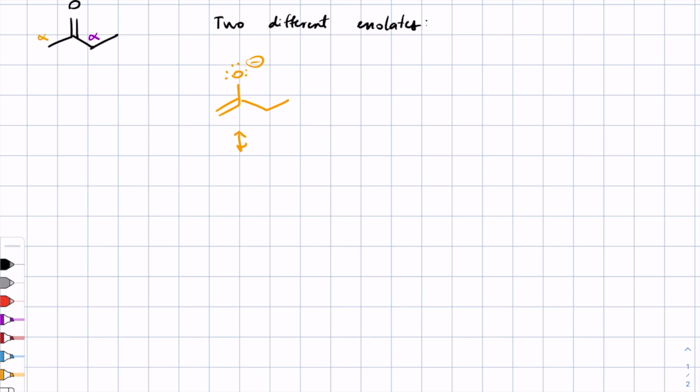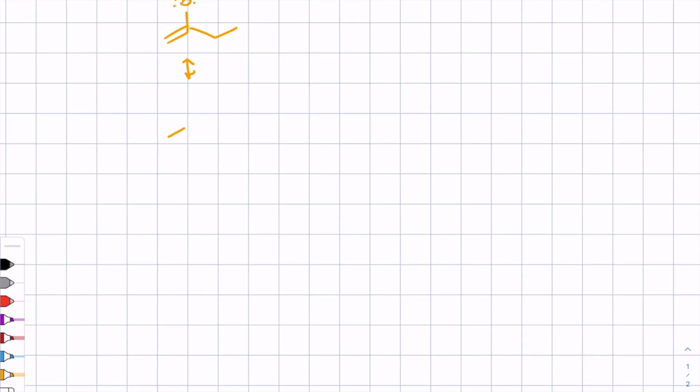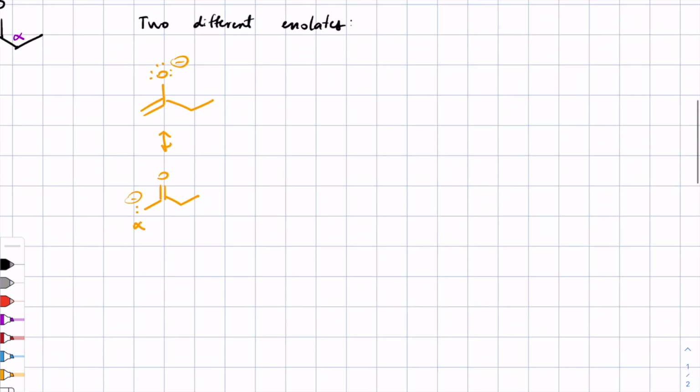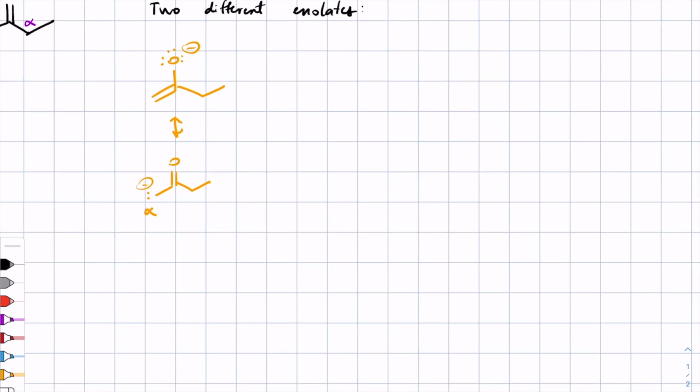We could also, if you want, draw its other resonance structure, which shows the negative charge on the alpha carbon. People often prefer the resonance structure where the negative charge is on the oxygen, because oxygen can better tolerate the negative charge. We'll have more to say about that in a little bit. We haven't talked yet about using enolates as nucleophiles. When we do, we will see that enolates act as nucleophiles almost always at the alpha carbon and not on the oxygen. There's a reason for that, and we'll talk about that.